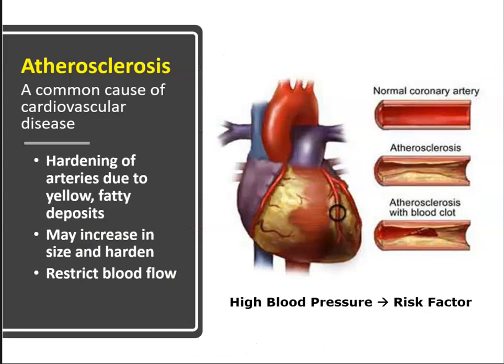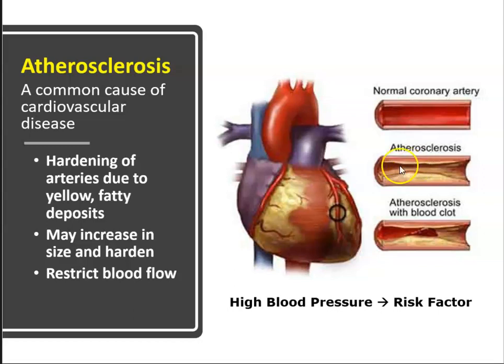Now, there are things that can affect the heart, specifically a condition known as atherosclerosis. Atherosclerosis is a common cause of cardiovascular disease. This is due to the hardening of arteries due to yellow fatty deposits that may increase in size and harden and therefore restrict blood flow. So here we see a normal coronary artery, nothing within the lumen, or that space within that vessel. Blood flows pretty freely. However, when we get those thick yellow fatty deposits, usually due to high fat diets, lack of exercise, maybe genetics, we can see that this buildup occludes or decreases the diameter of the lumen of that blood vessel. And then what happens?